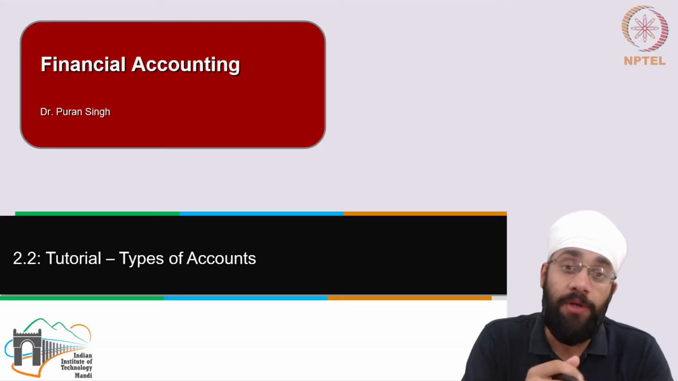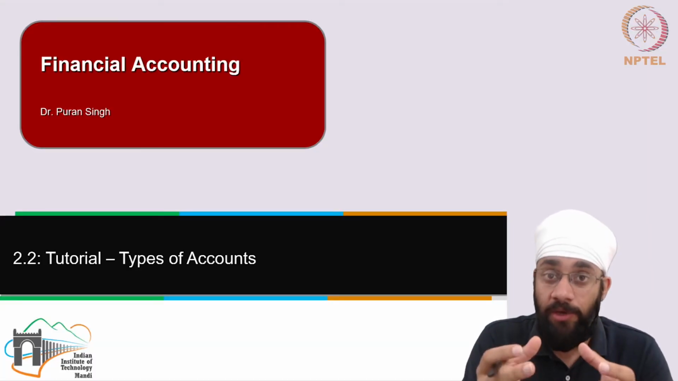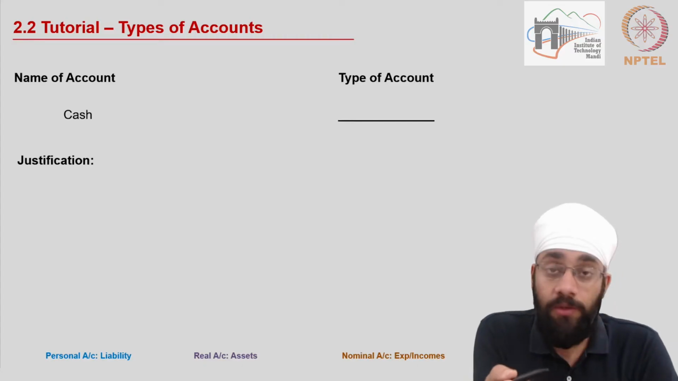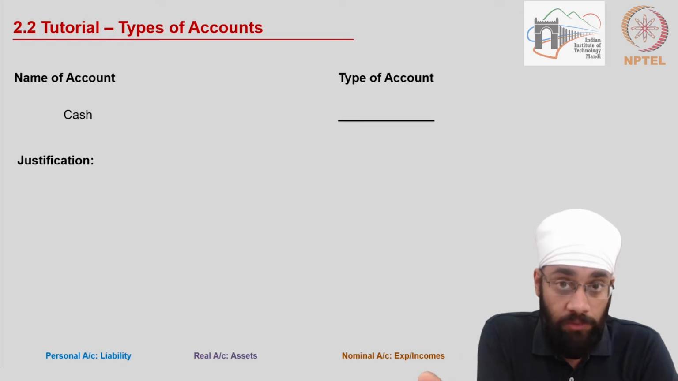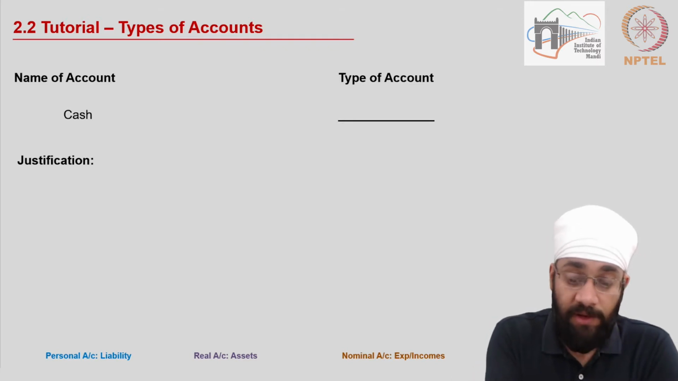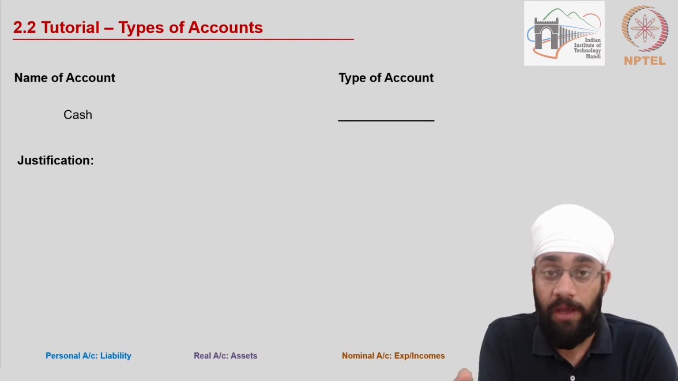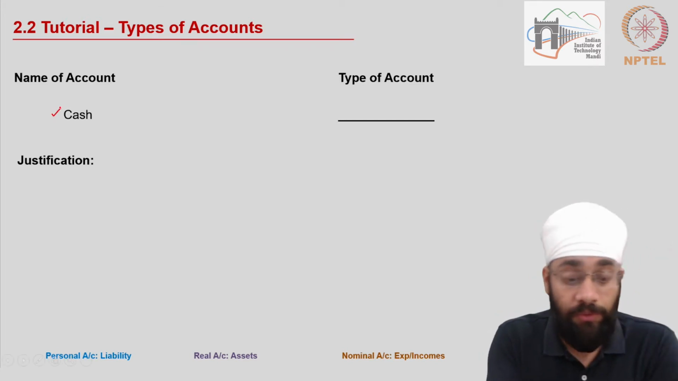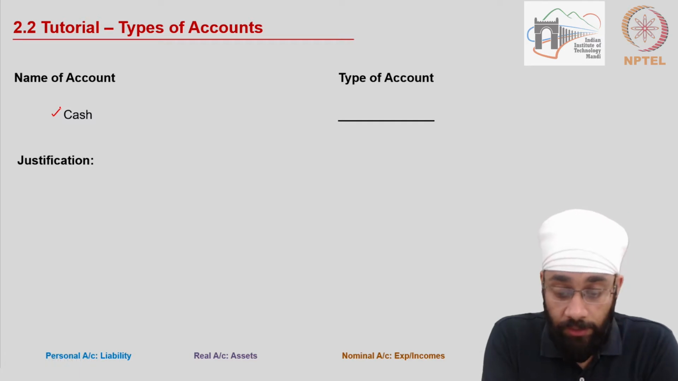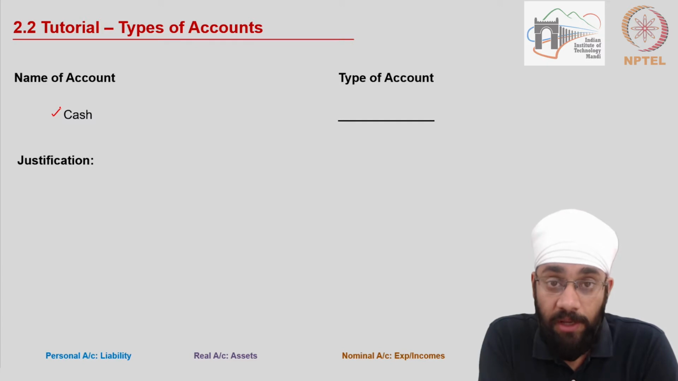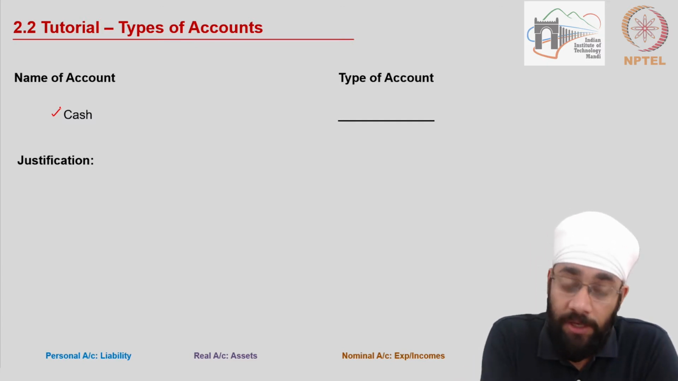In this video, we are going to reinforce the concepts that you learned in the previous video. On the screen, you see the name of an account, and by now you should very well know what an account is. All we have to do is identify the type of account. So we have cash account written on the slide, and we have to figure out which type of account the cash account is. Is it a personal account, real account, or nominal account?